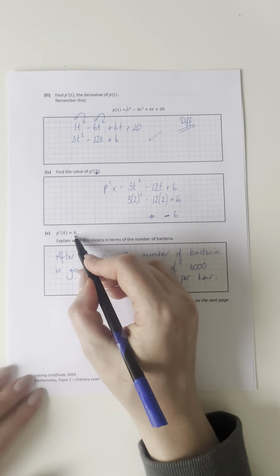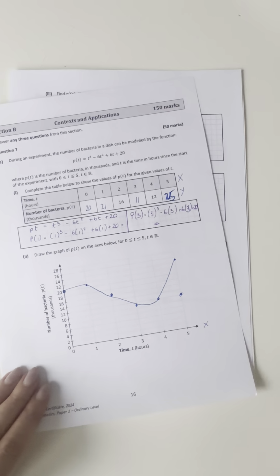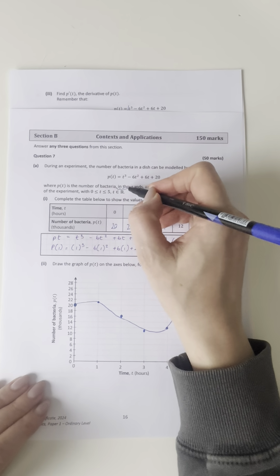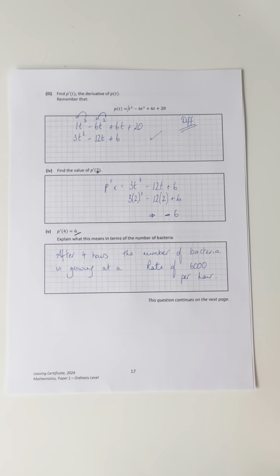So 6 was the result, and they were in thousands. They tell you that back there at the start. That's a tricky enough little question there, and they were quite strict on the marking of it. They wanted the growing at a rate of 6,000. But look, it says 10 on the marking scheme, but it was changed to 5 in the end.